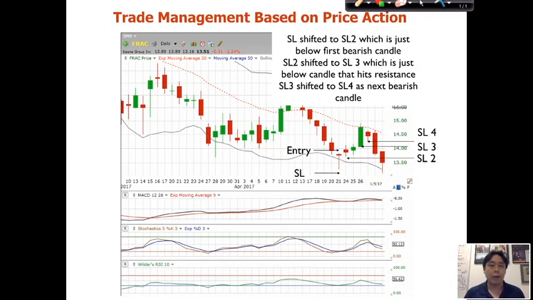So this one is on FRAC. And you can see over here, that was a bullish pin bar, and there is a divergence over there.